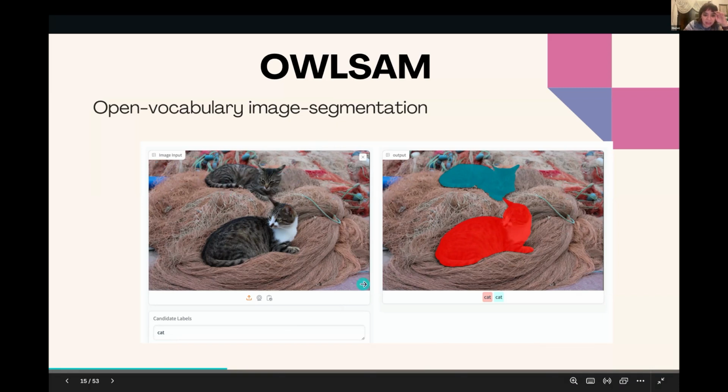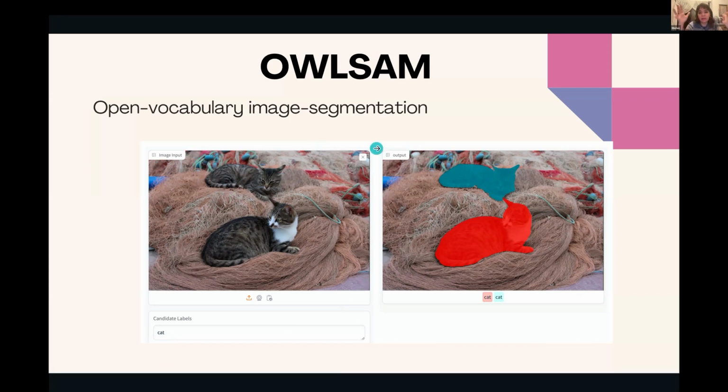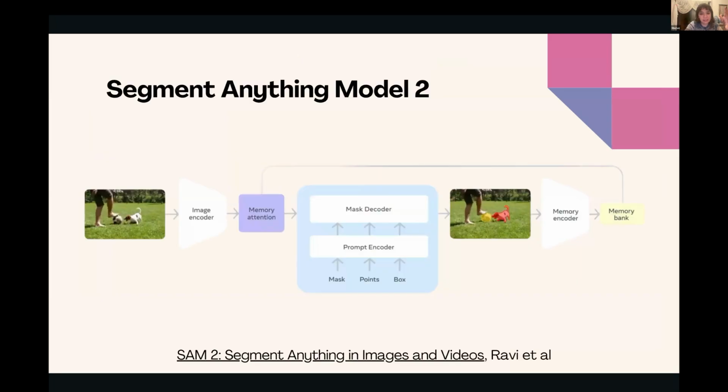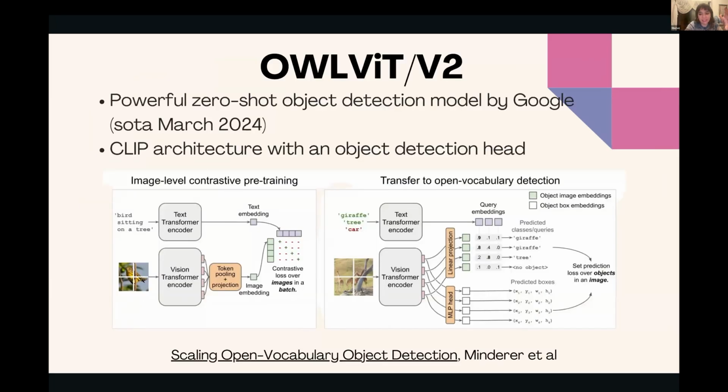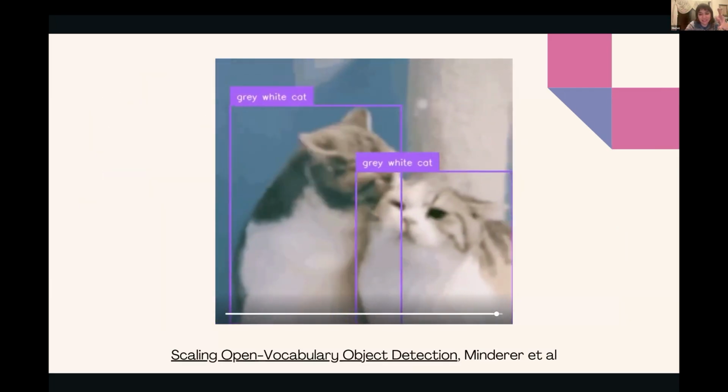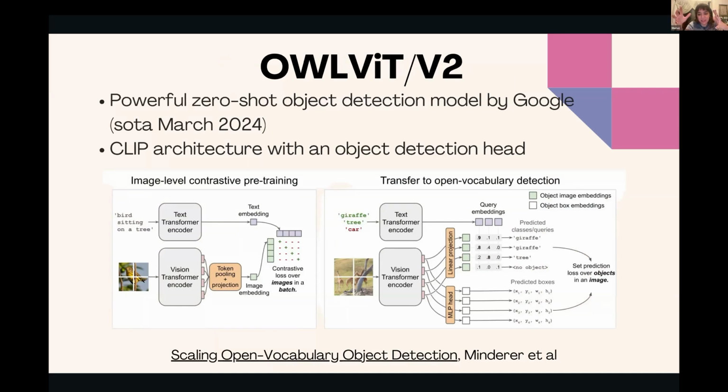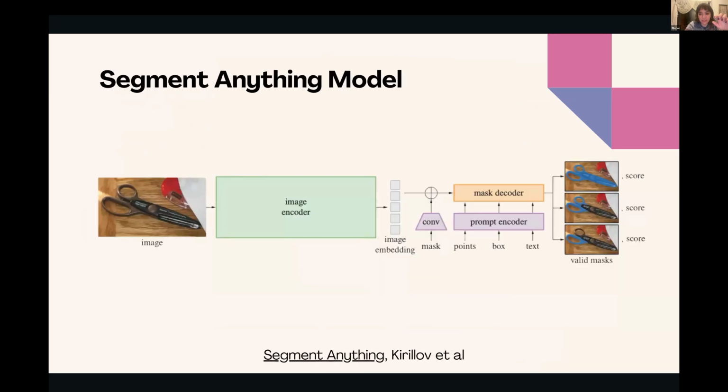and I pass this image to OWL first, and get, let's remember how OWL looked, basically get the text queries and their probabilities, and then pass these bounding boxes with images to the Segment Anything model, and get the masks along with the text queries that I have queried.